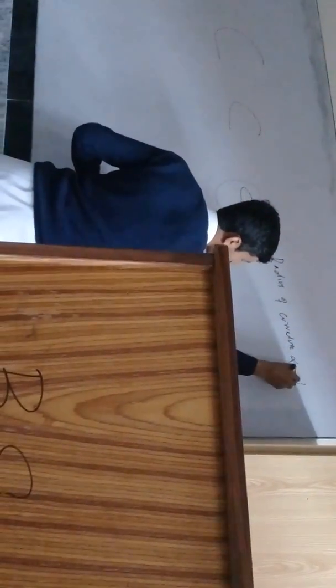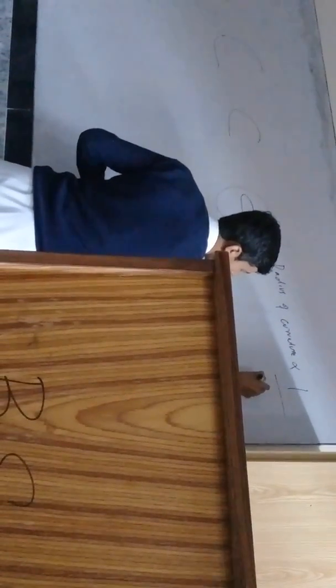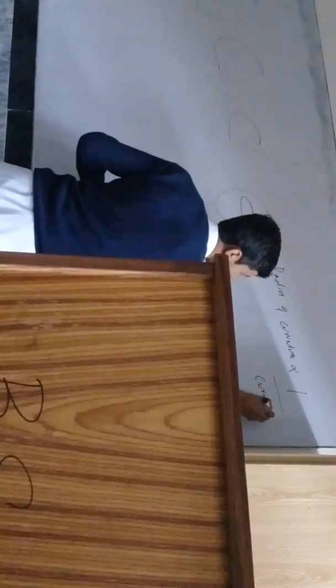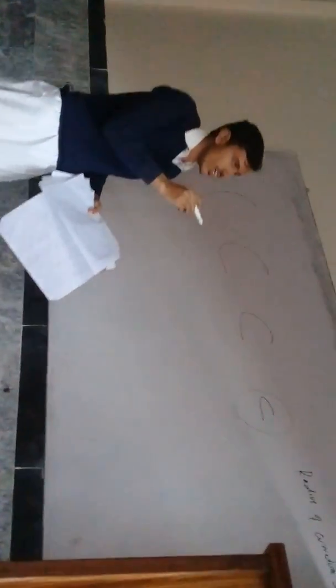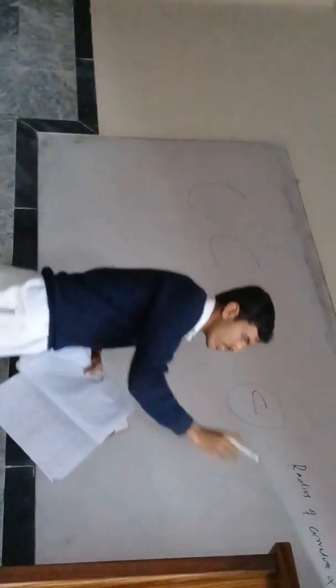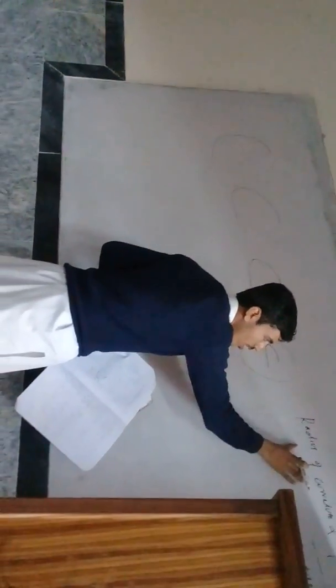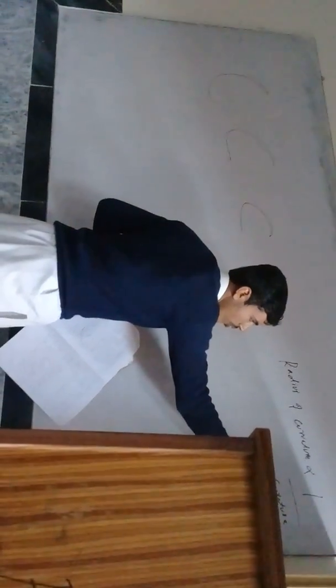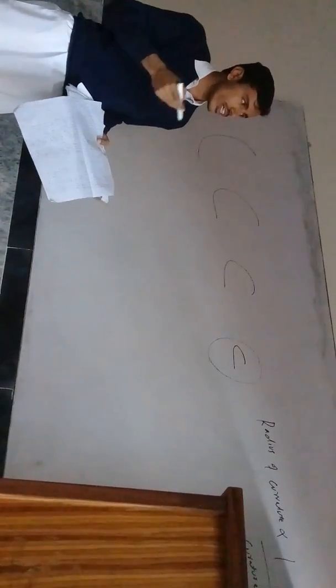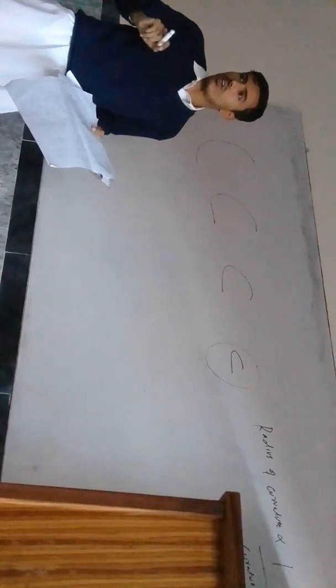It has an inverse relation with the curvature of a curve. Meaning, what does this relation mean? Now, we can say that the greater the curvature, the radius will be less, and vice versa. If the radius of the curvature is greater, the curvature of that curve will be less.